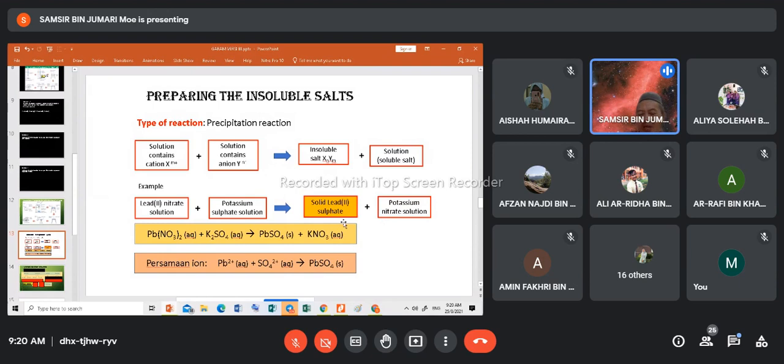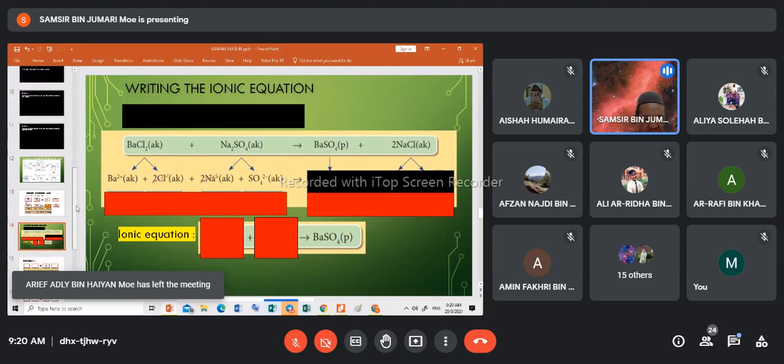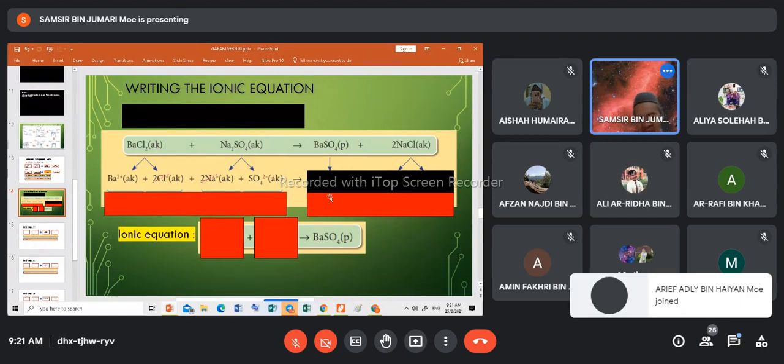Then we can filter this mixture of the solution. We will find the solid, or precipitate, of lead(II) sulfate. This is the chemical reaction between the solutions, and this is an ionic equation. The ionic equation we have learned in the previous lesson, so we can revise it. For example, here, how can we write the ionic equation.